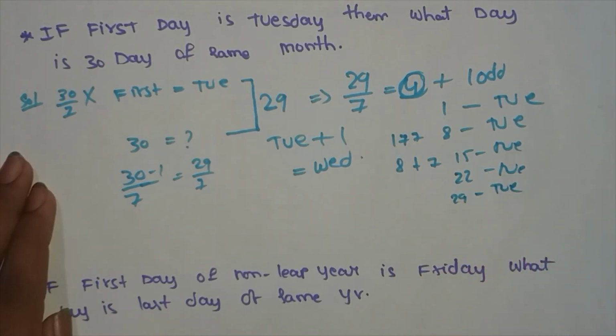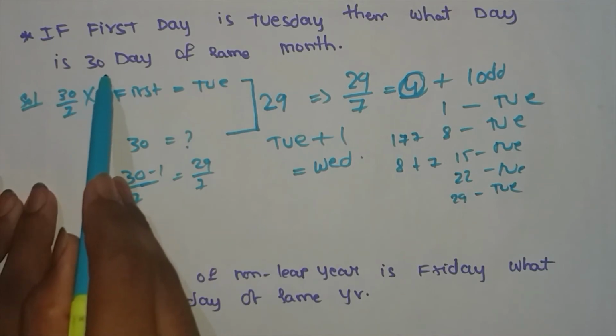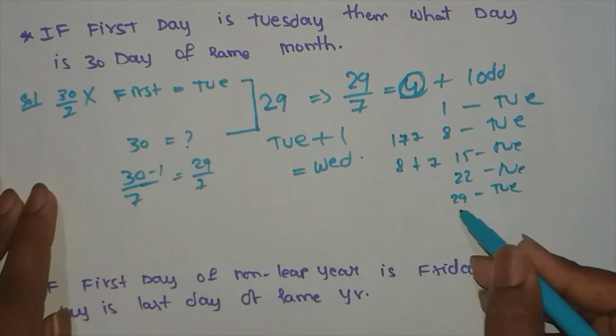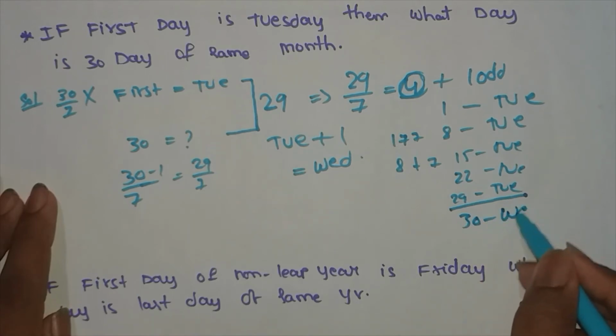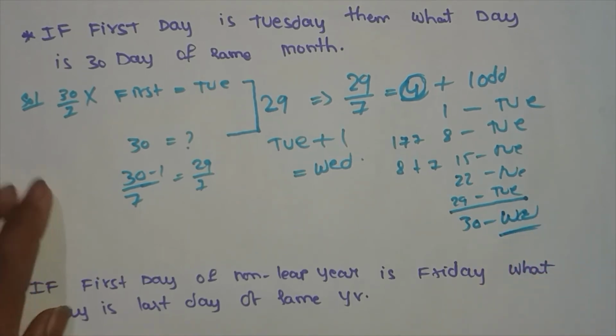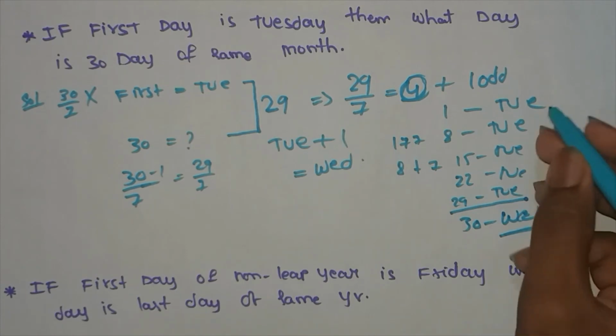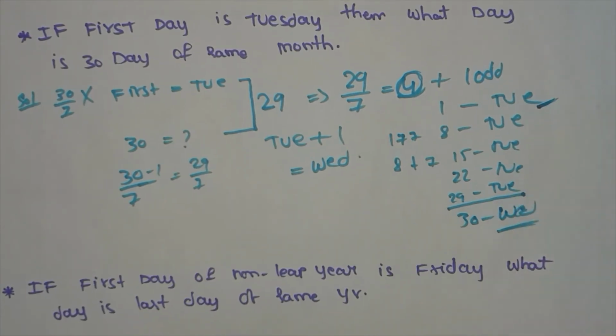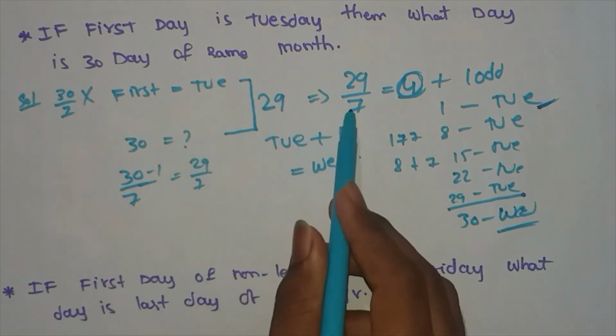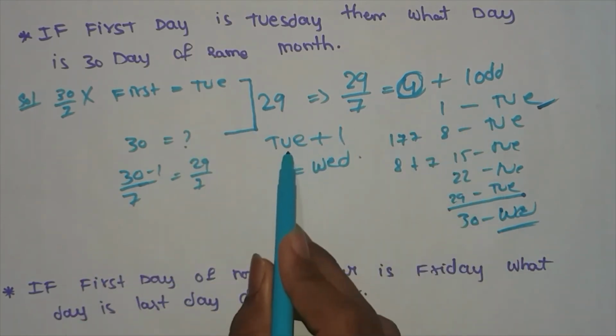So in the question I have been asked to find what the 30th day is. The 29th day is Tuesday, then what is the 30th day? It is Wednesday. So this is the proof. That means I knew the first day of the month is Tuesday, so I found the remaining 29 days as odd days and added them to the given day.